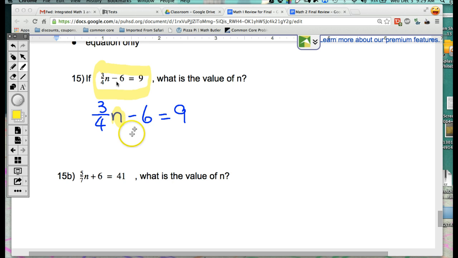So what do you think we have to eliminate first, the 3 over 4 or the negative 6? The negative 6, that's absolutely correct. Okay? And so what we're going to do is we're going to go ahead and add 6 to both sides. Okay? So then what we're going to have is 3 over 4n. And then negative 6 plus 6 is 0, right? And then 9 plus 6 is 15. Good job. Now I still want to leave the n by itself.